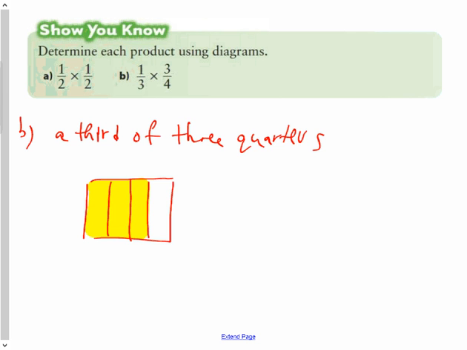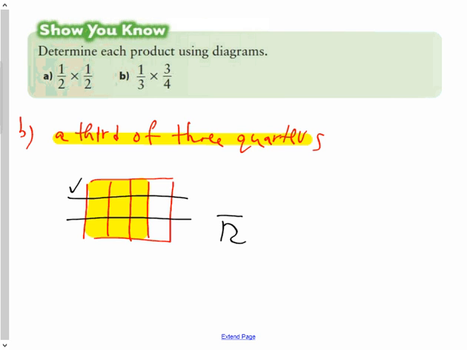Now according to the sentence, I don't get to keep all 3/4. I only get to keep a third of the 3/4. So I'm going to cut this into thirds. So this would be a third, this would be a third, this would be a third of the 3/4. I'm going to use one check mark to represent 1/3 of the 3/4. Now before I cut that, the denominator was 4. After I made my cuts, my denominator became 12.